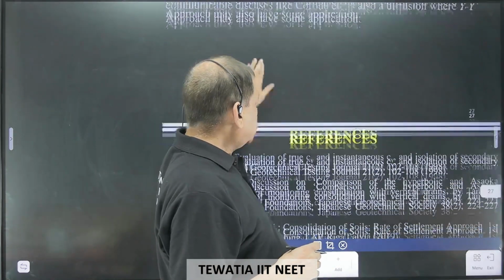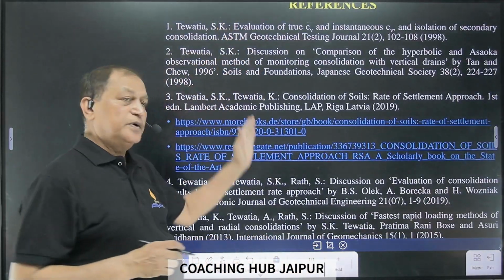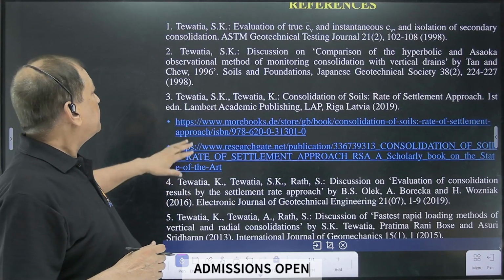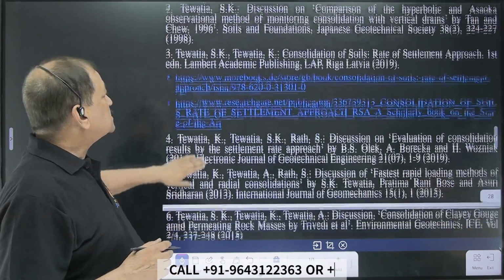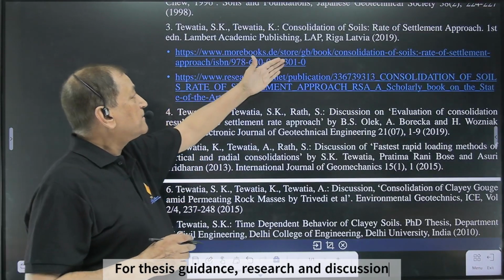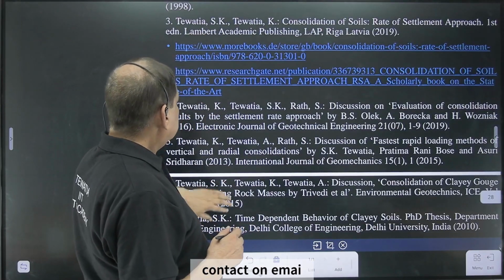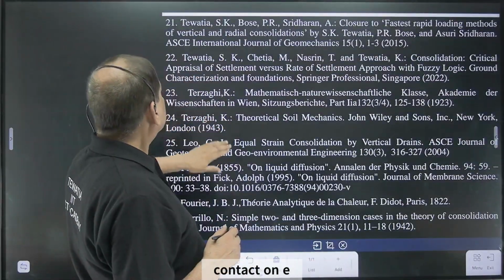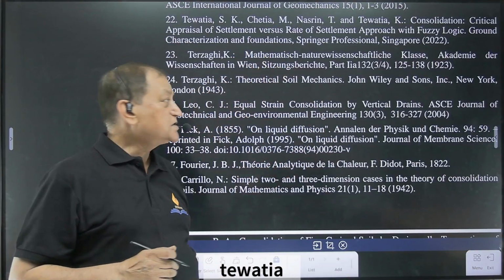Now let us come to some references, publications. On this, the following publications are available in the literature, mostly by me, all as first author or single author. This is the book. This website is given for the book and ResearchGate, up to 22. These two publications are by the father of soil mechanics, Terzaghi.